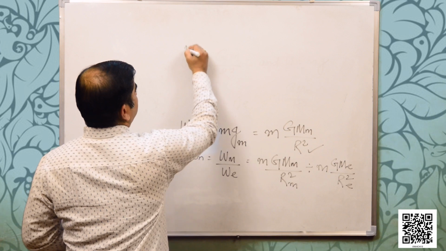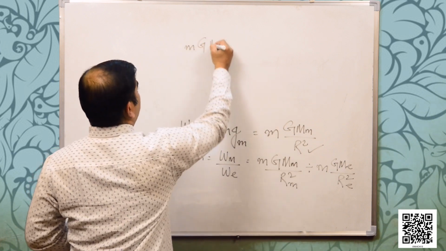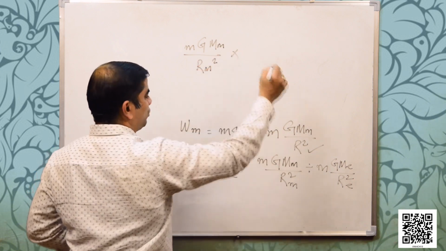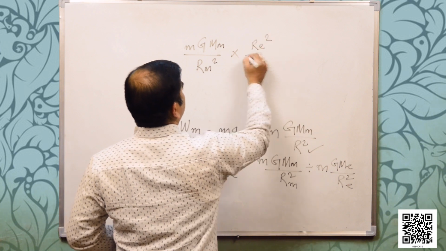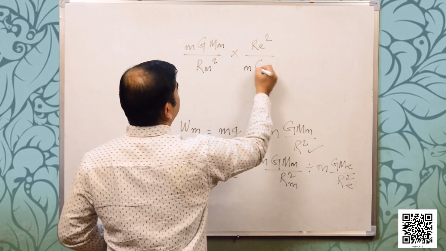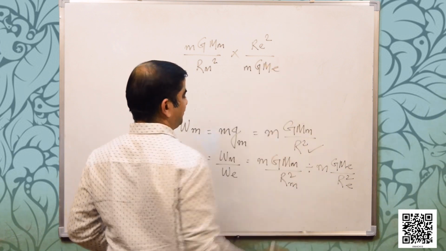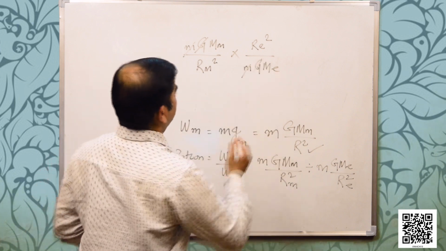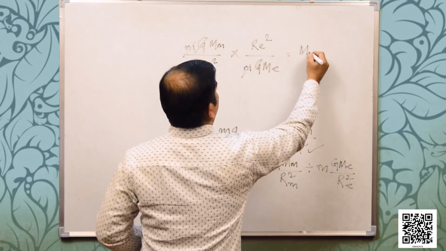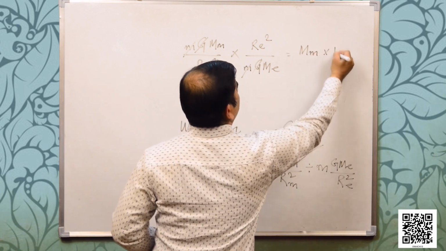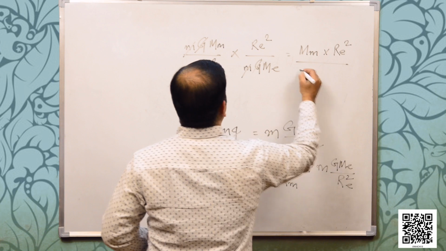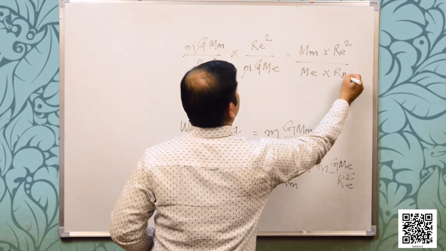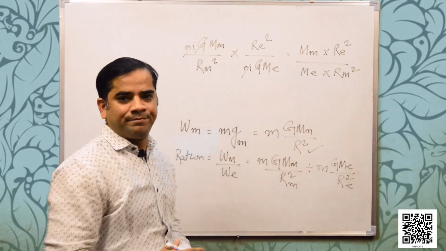So, this will give us m G Mm by Rm square into Re square divided by m G Me. Okay. So, we can cancel out both this. So, what is remained? That is mass of moon into radius of earth square divided by mass of earth into radius of moon square. Okay?